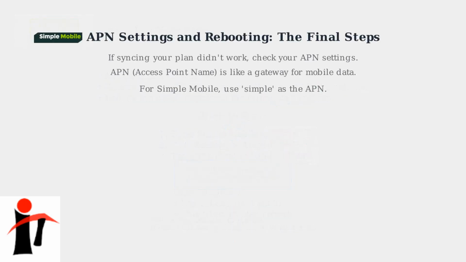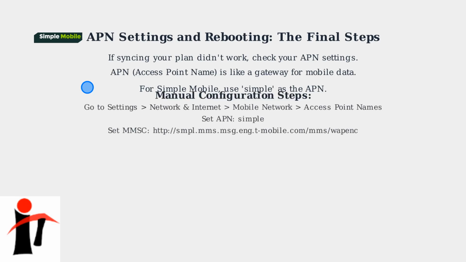If syncing your plan didn't work, the next thing to check is your APN settings. The APN is like a gateway that allows your phone to connect to the mobile data network. Incorrect APN settings can block data access. For Simple Mobile, the correct APN is generally simple.